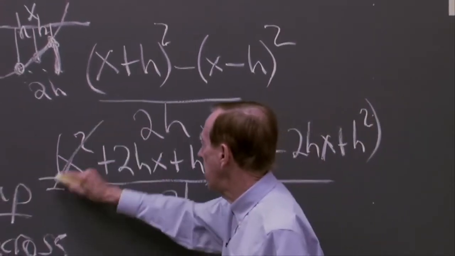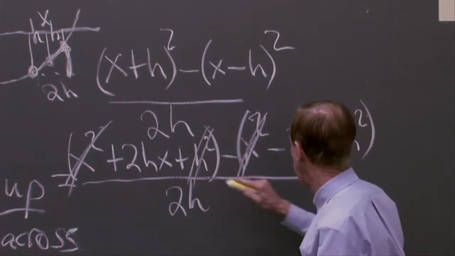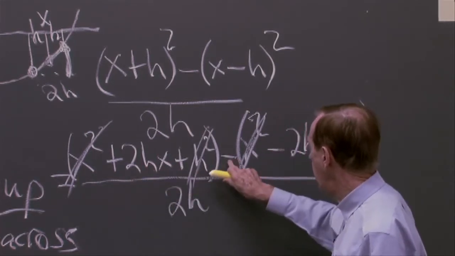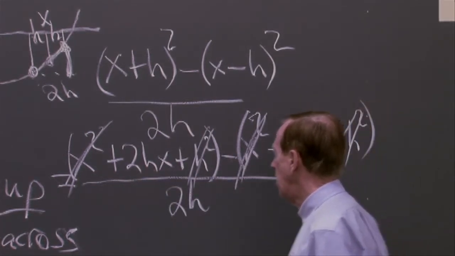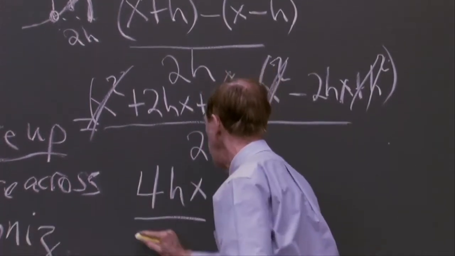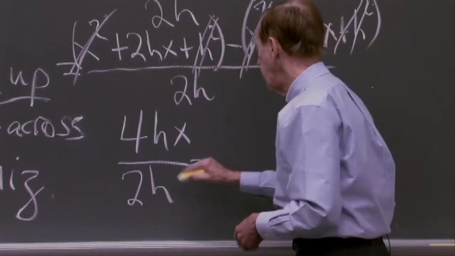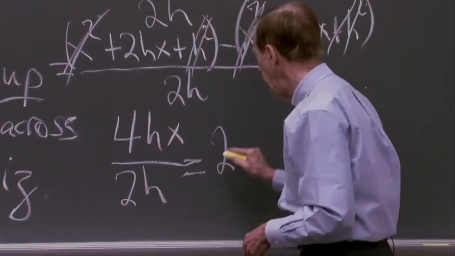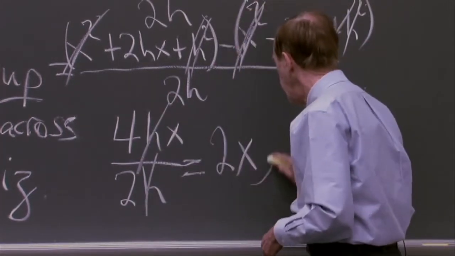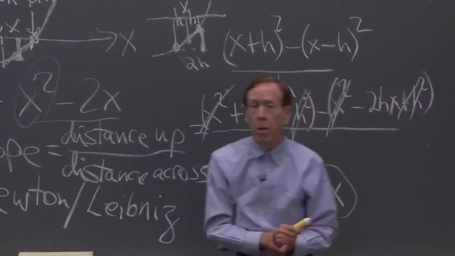I cancel. Look, the x squareds cancel each other. The h squareds cancel each other. I'm left with 2hx minus 2hx, so I'm left with 4hx divided by this 2h, the distance across, and what do I get? I get 2x. 4 divided by 2 is the 2, the h's cancel, and x. That's the slope of y equal x squared.